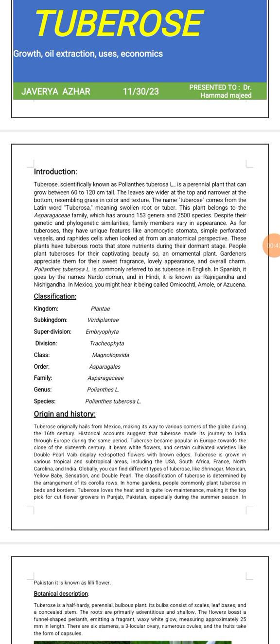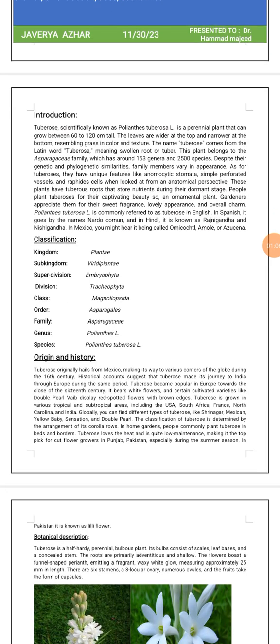Essentially, the scientific name of tuberose is Polianthes tuberosa L., and it is 16 to 120 centimeters long. It belongs to the Asparagaceae family. It is an ornamental plant that is used to enhance the beauty of anything. And it belongs to the kingdom Plantae, and here is the classification of the tuberose plant.